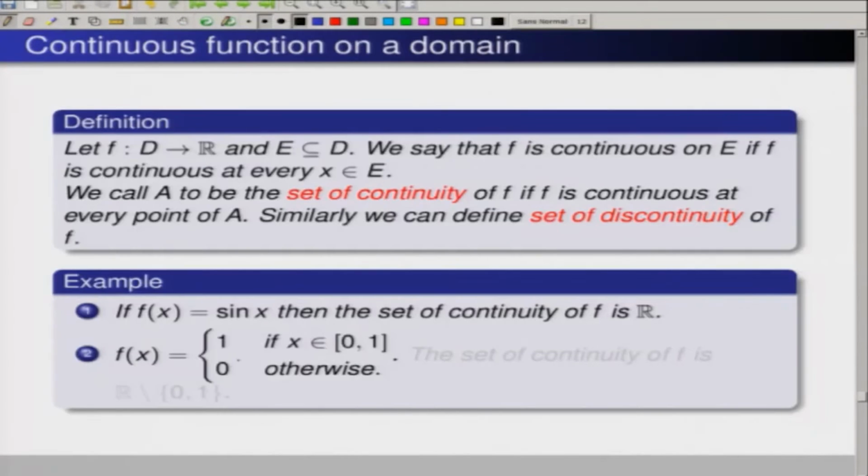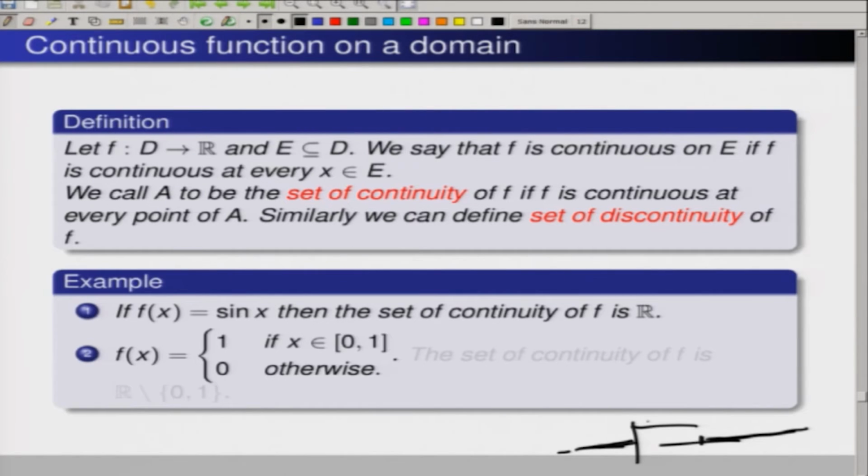Now, if I define f of x equal to 1 if x is in the closed interval [0, 1] and 0 otherwise, then what is the set of continuity? You see, this is your function. Now, if x is greater than 1, all these values are 0. So f is continuous at every a greater than 1. Similarly, if a is less than 0, then f takes the value 0, so f is continuous at a less than 0.